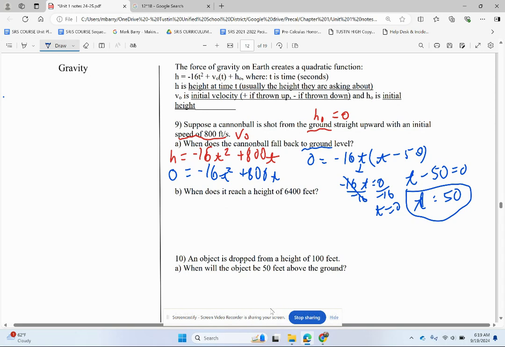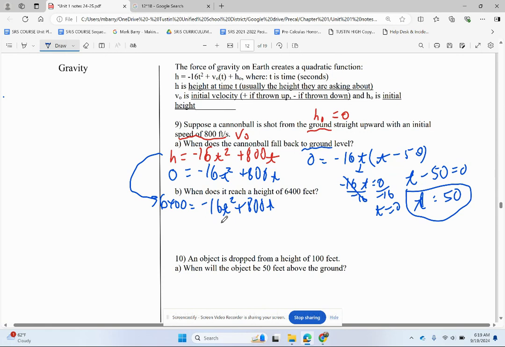All right, next one. When does it reach a height of 6,400 feet? For that one, I'm going to use that same equation and plug in 6,400 for my h. Okay, so this one is a quadratic. Now we do need to get one side to 0. Last one, it was already at 0, so this one I need to get it to 0.